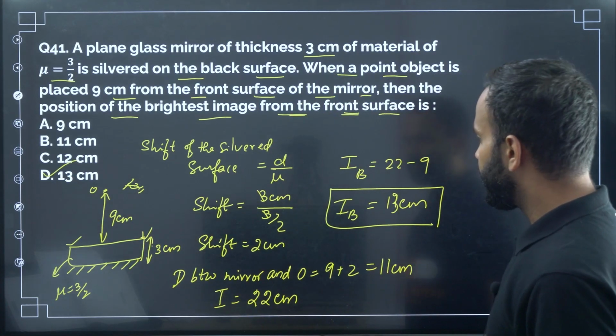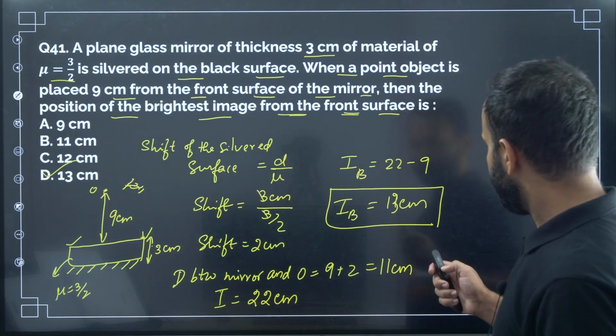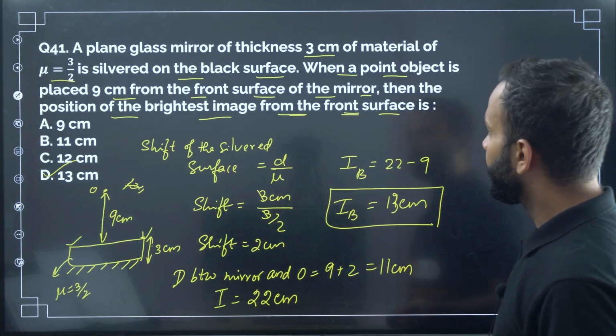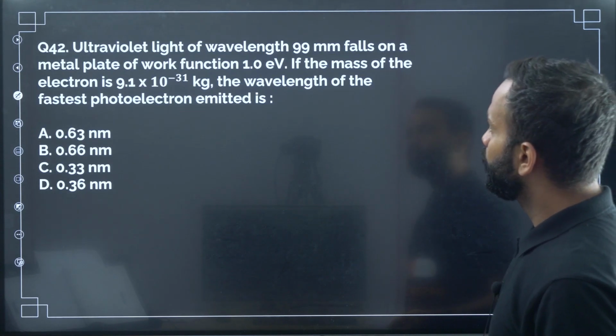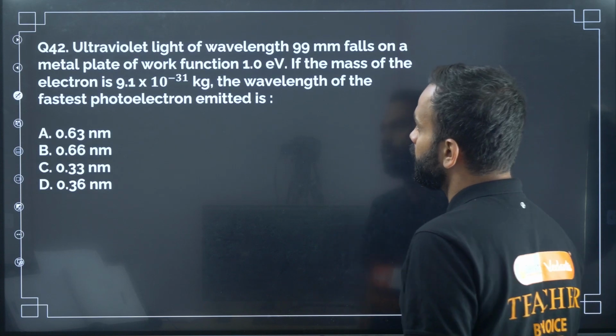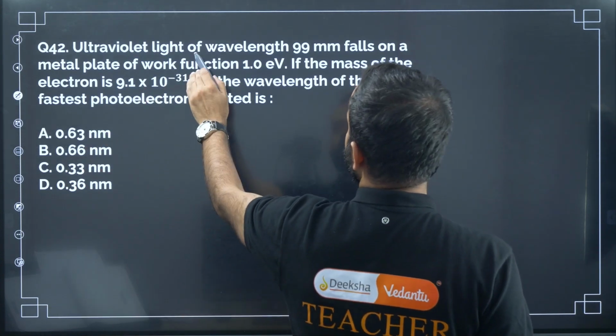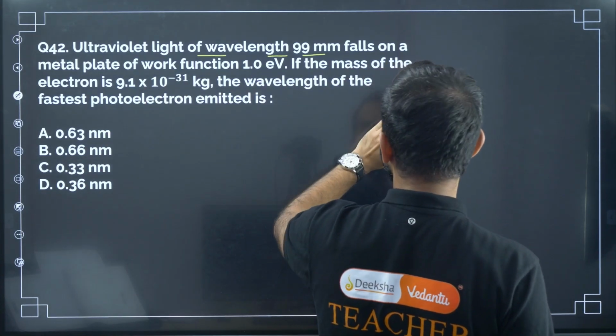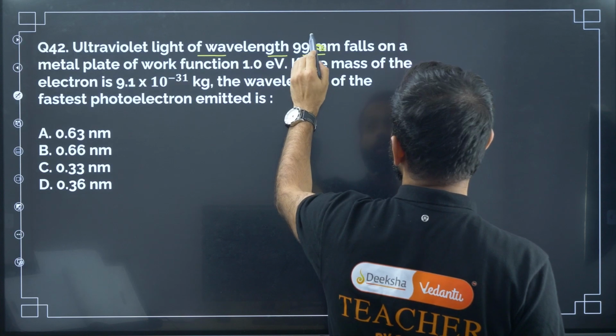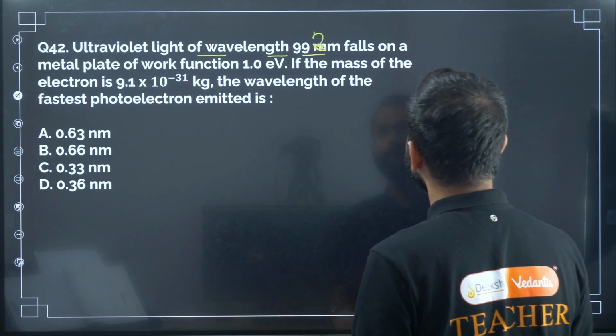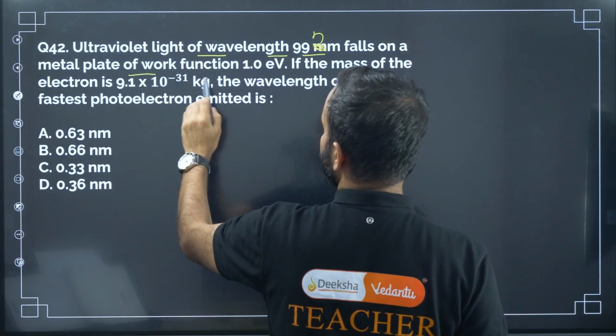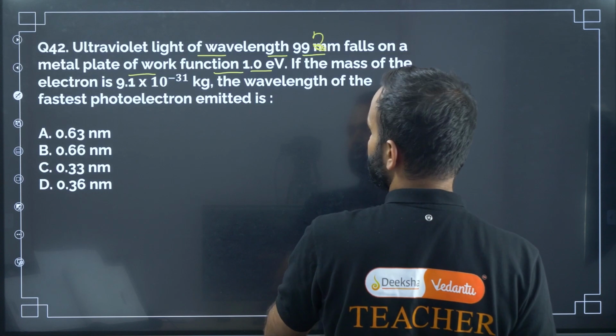Next question, question number 42. Ultraviolet light of wavelength 99 nanometer falls on a metal plate of work function 1 electron volt.